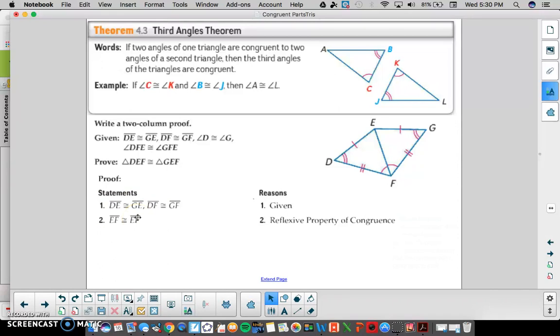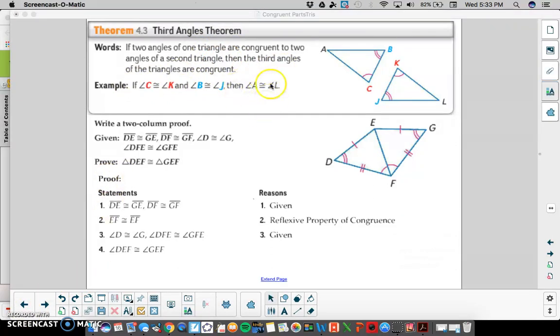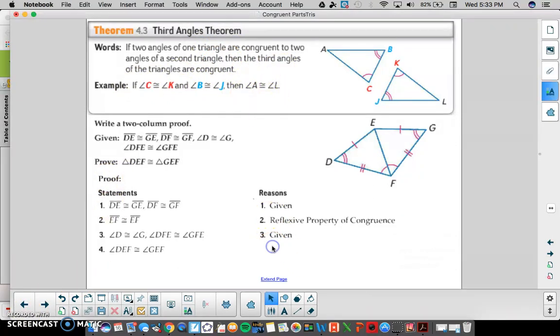Now let's see if we can do the angles. So we were already given 2 sets of angles are congruent. That was given to us. Now the third set of angles will be congruent because of the third angles theorem. If we know two sets were congruent, that third set of angles will be congruent. So that third set of angles is congruent because of the third angles theorem.